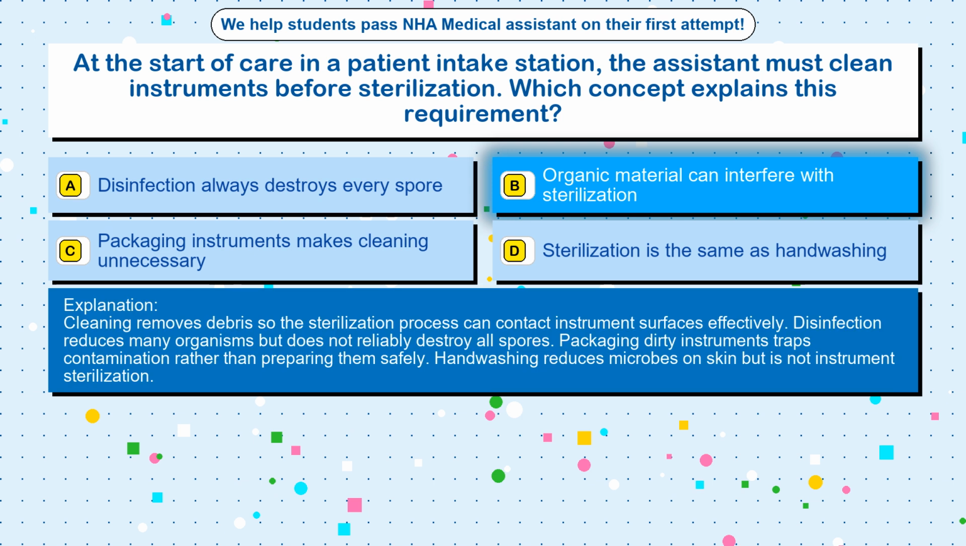Cleaning removes debris so the sterilization process can contact instrument surfaces effectively. Disinfection reduces many organisms but does not reliably destroy all spores. Packaging dirty instruments traps contamination rather than preparing them safely. Hand washing reduces microbes on skin but is not instrument sterilization.